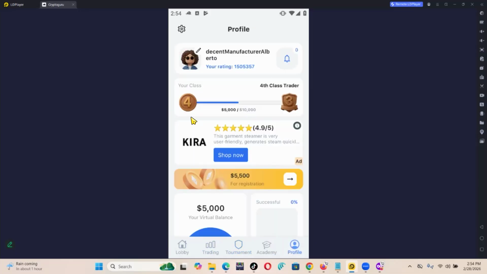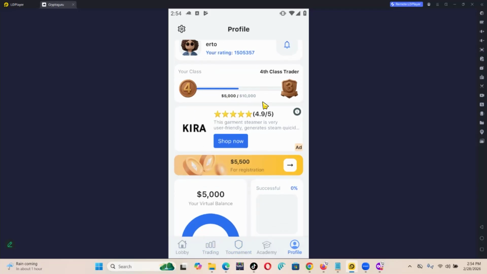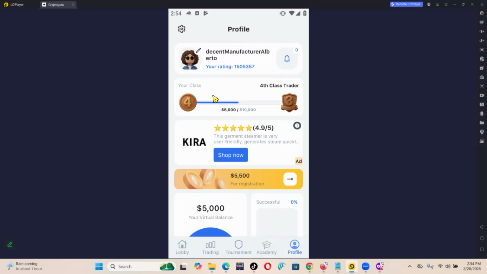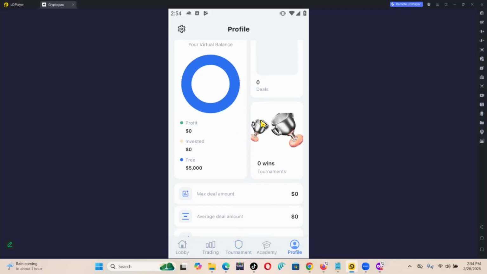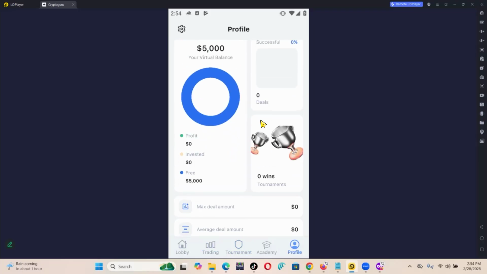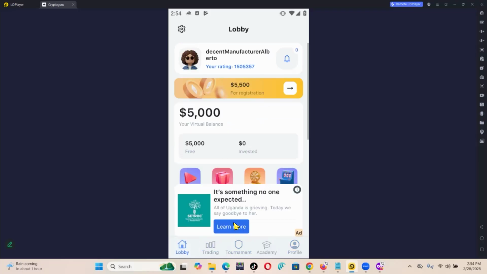Then there's a profile if you want to add something. The more money you add, the more classes you go up. I'm a fourth class trader. If I make it to 10,000, I think I become something else. So basically, this is how the app looks.